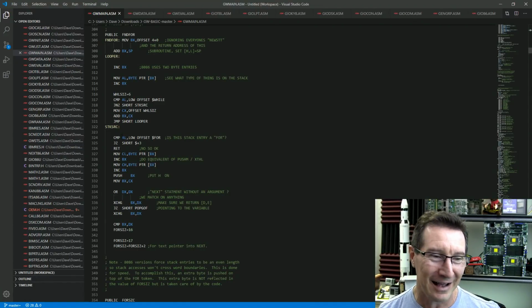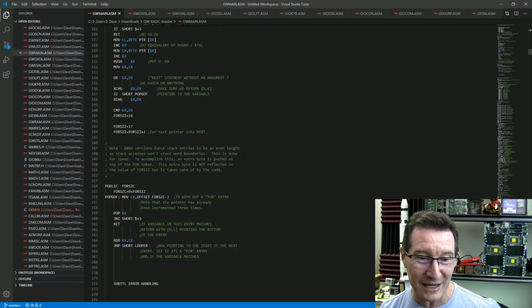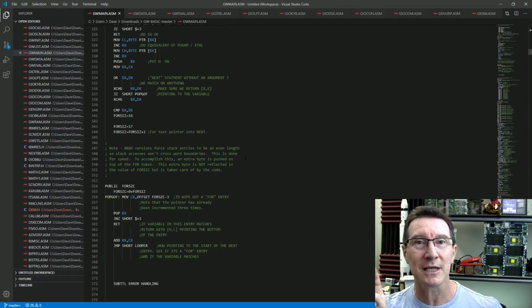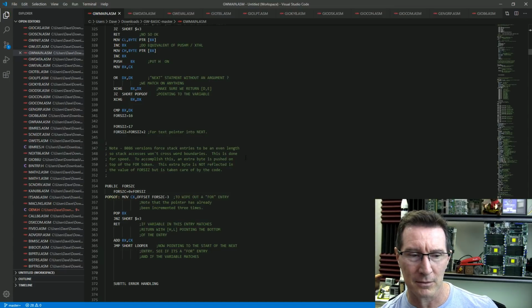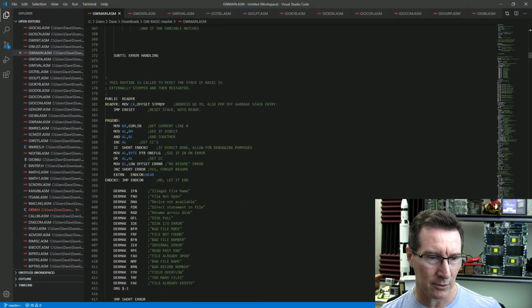I do not remember 8086 assembly. I used to do a bit of it, and I just don't remember a damn thing. It's been way too long. 8086 versions for stack entries to be an even length, so stack accesses won't cross word boundaries. Yes, the 8086 would be different to the 8088, although I thought they were the same, except the 8088 had an 8-bit external interface. But that wouldn't change the stack access, would it? Leave it in the comments down below if you know. I thought it was literally just external access. The actual assembly for them shouldn't be any different. So that's from my memory anyway.